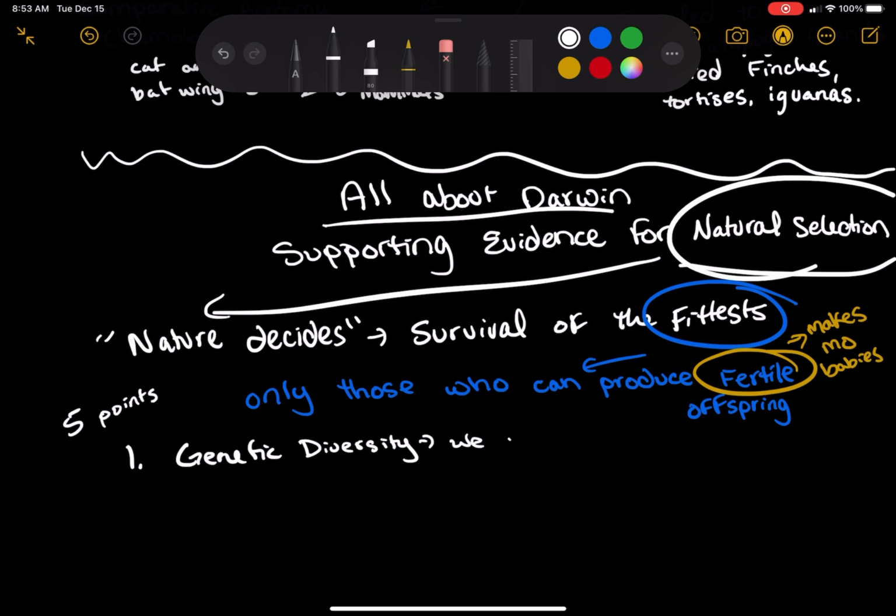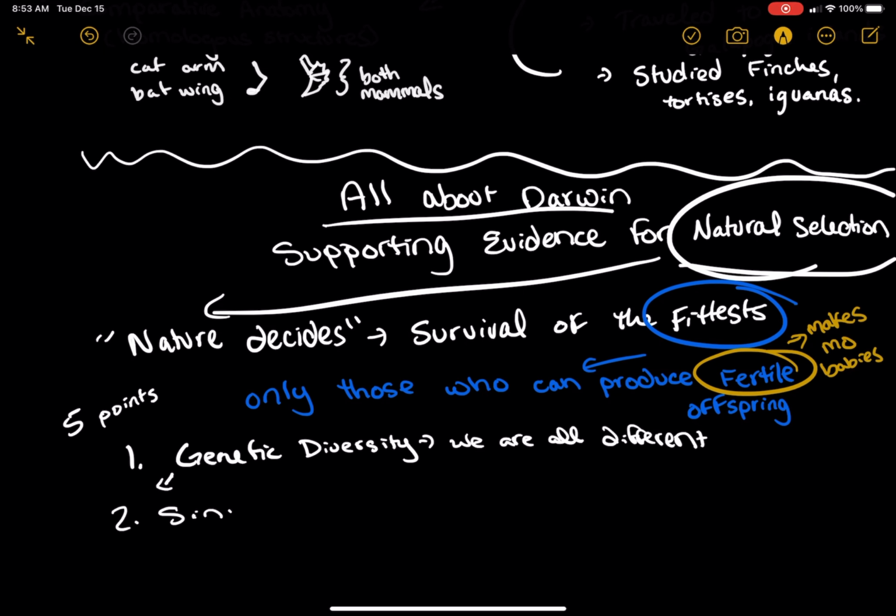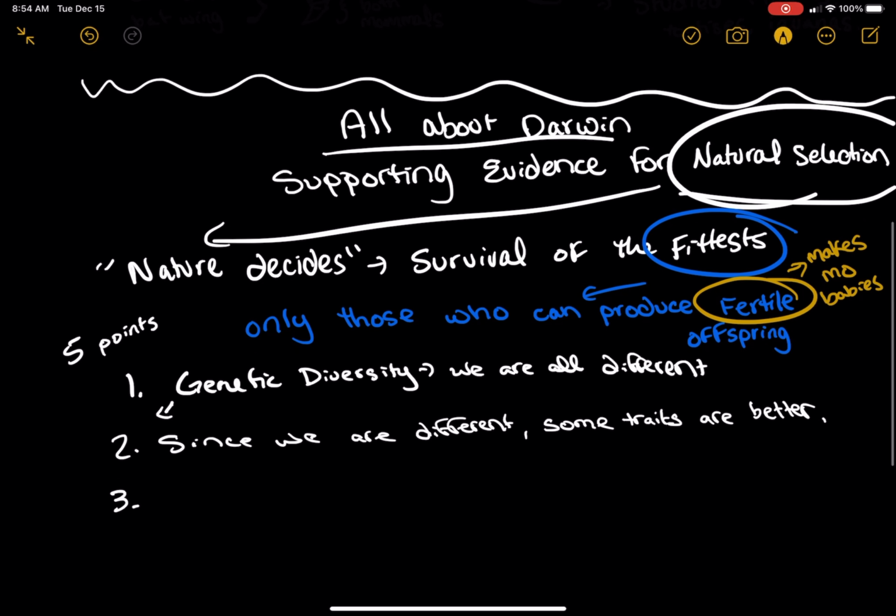First of all, when he got on the island, he noticed that all these finches, these iguanas, these tortoises were genetically different. This is called genetic diversity. We are all different. Since we are different, there has to be, like Ricky Bobby said, somebody has to be first, somebody has to be last. So some traits, just because we are different, just happen to be better, and those better traits have something called an adaptation that helps us survive.